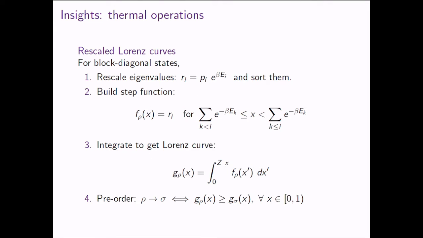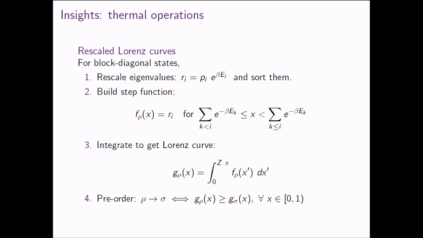So how do you build these Lorenz curves? The idea is that before, the only thing that mattered was the probabilities. They needed to be ordered, so more pure states are better. But now you have to weigh this with the energies. So the way to do it is you first need to rescale your eigenvalues, multiply them by the energy of your state, like this, and sort them, again, from bigger to smaller.